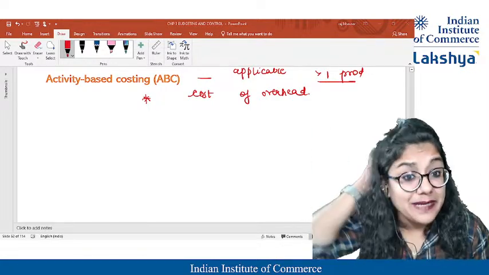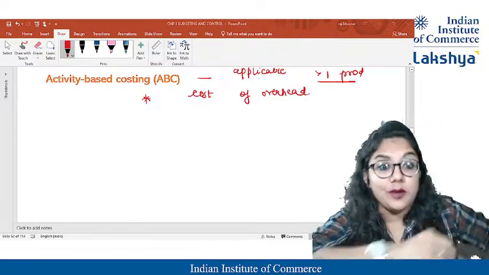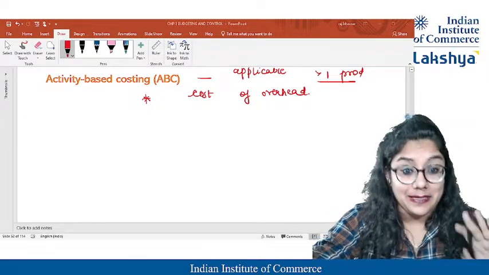For example, actually I'm getting a pen's cost more, so it's better to stop the production of pen and just concentrate on marker so that you will earn more. Yeah, it can be.